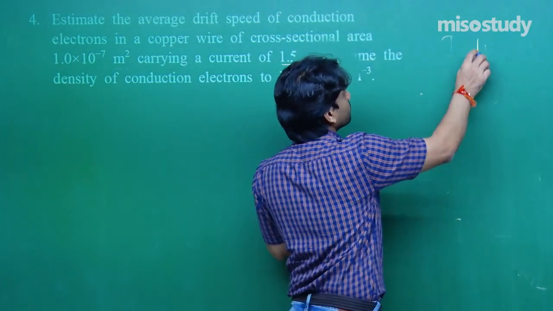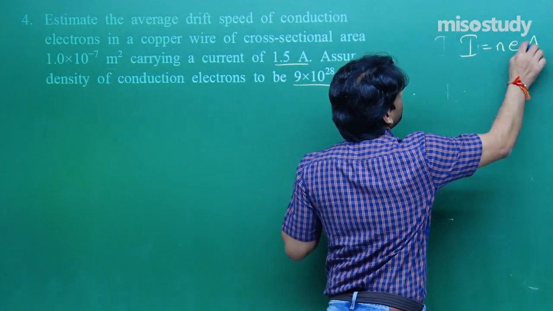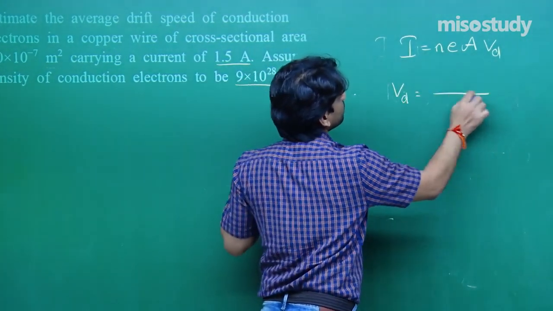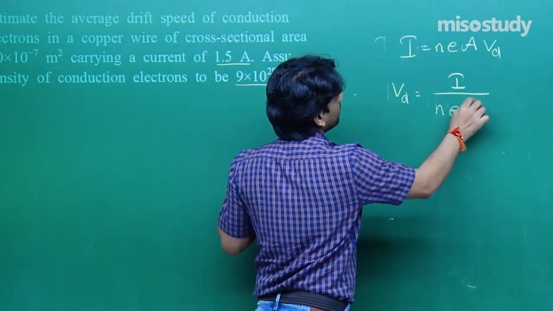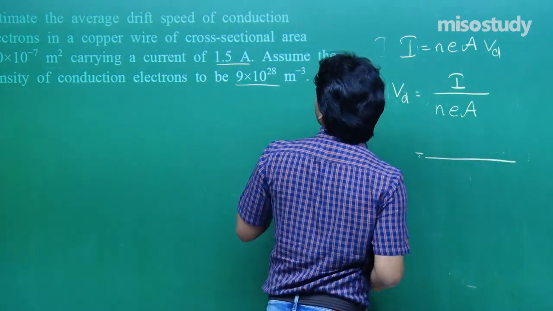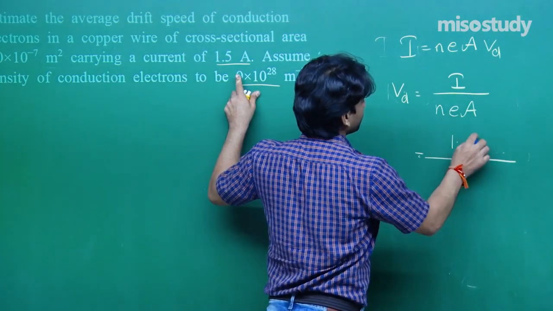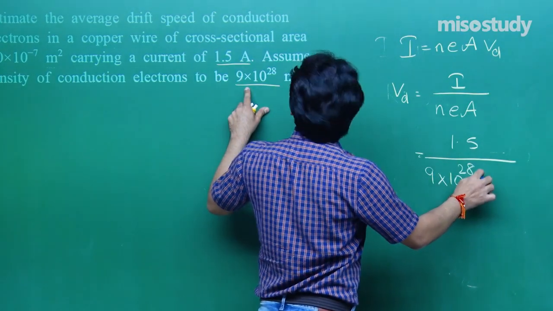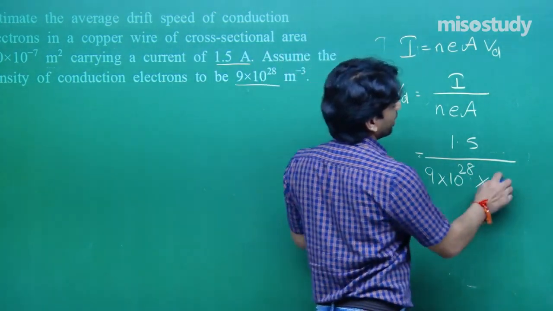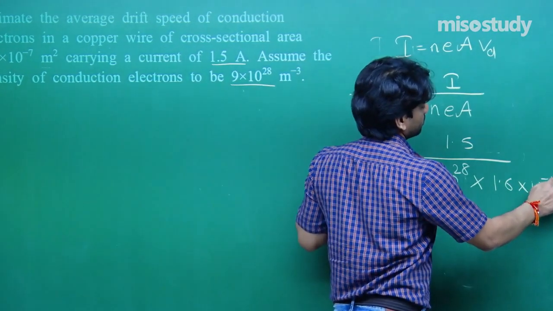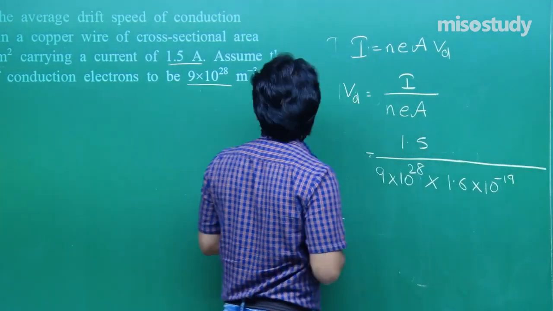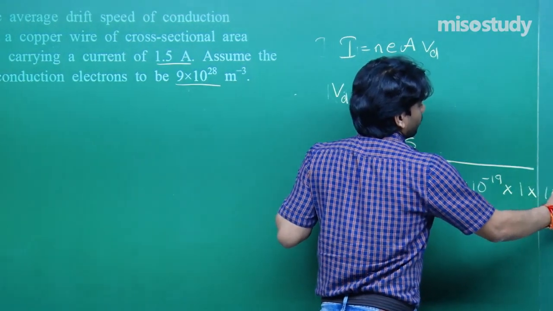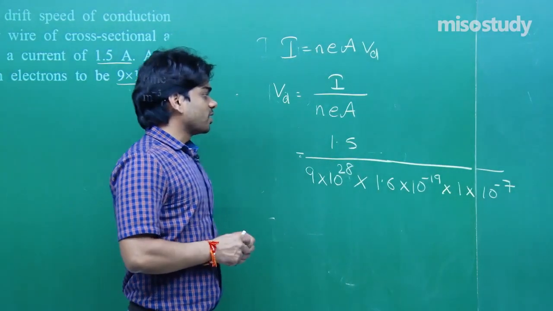We know the relation I equals n e A vd, and here we have to evaluate vd, which is I upon n e A. I is given as 1.5 ampere, n is given as 9 times 10 power 28, and e is 1.6 times 10 power minus 19, divided by the area of cross section A, 1 times 10 power minus 7. I will give you an approximate answer. It is a calculation part that you have to try.